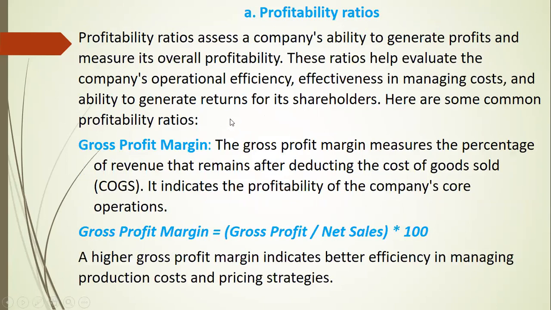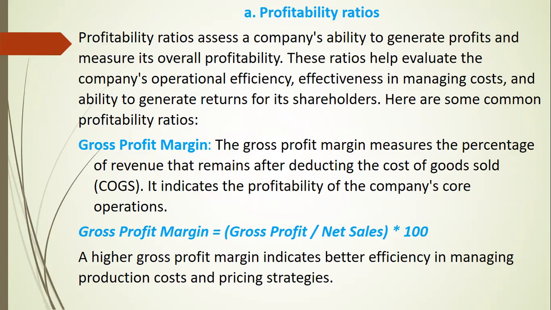Then I think we'll go to profitability ratios. So these ones are very common. I think you all know them, isn't it? So profitability ratios assess the company's ability to generate profits and measure its overall profitability. These ratios help evaluate the company's operational efficiency, effectiveness in managing costs, and ability to generate returns to its shareholders.